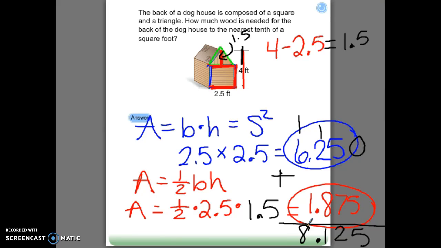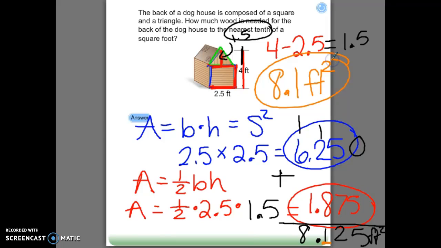8.125 feet squared. However, that's not our final answer because our question asked us to round it to the nearest tenth. Our tenths place is one place past the decimal, which means we need to look at the 2. The 2 tells the 1 to stay the same, so our final area is going to be 8.1 feet squared. That is how much wood we will need for the back of the doghouse.